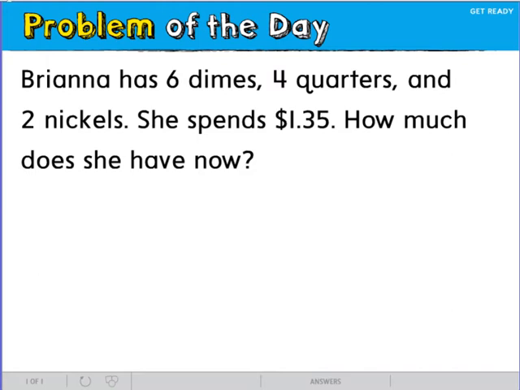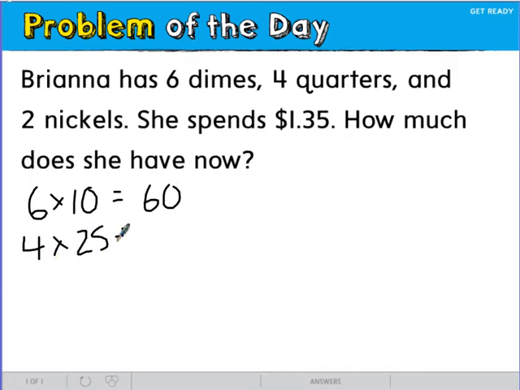Okay, so first thing we have to do is figure out how much money Brianna starts with, okay? So she has 6 dimes, so that's 6 times 10, right? So that's 60 cents. Then she has 4 quarters, that's 4 times what? 25. Which equals 100. $1 or 100. And then she has 2 nickels.